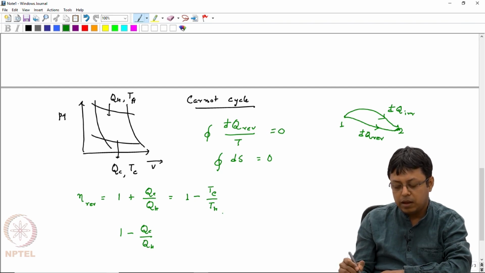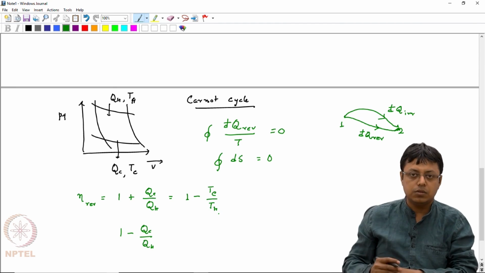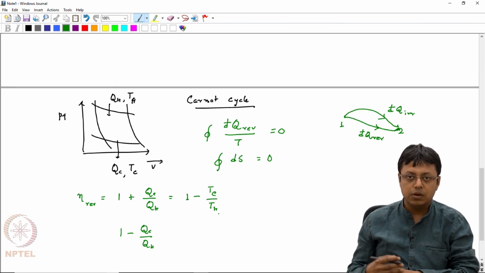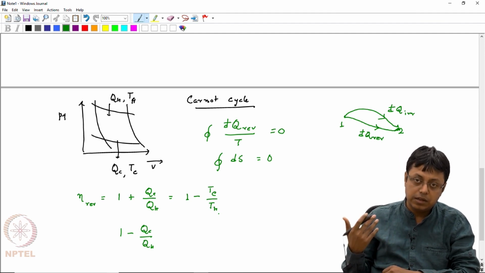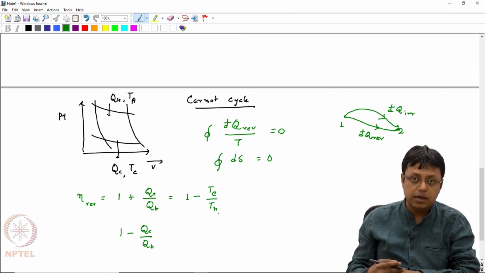Or you can think that if the hot reservoir temperature is infinite, I'll be approaching very close to unit efficiency, or if the cold reservoir temperature is close to absolute zero, that way also I can reach unit efficiency. But in reality, of course, the efficiencies are much lower. This is all for a reversible engine. We usually talk about the Carnot theorem also, which says that between two temperature limits, all reversible engines are equally efficient, and a reversible engine is more efficient than an irreversible engine. These are the two theorems known as the Carnot theorem.